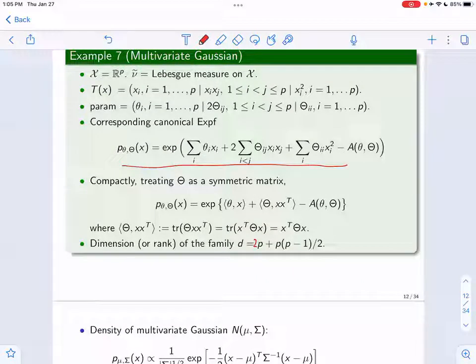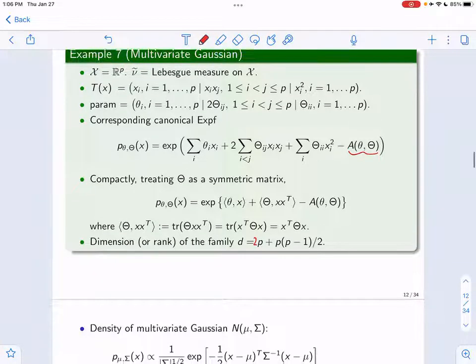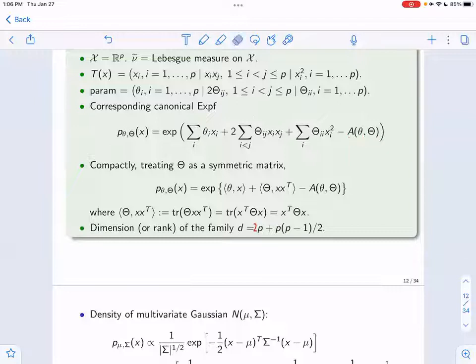It's just theta times t of x, where I'm calling the different elements by different names, but that's basically this part. If you multiply each one of the coordinates by the corresponding theta and then sum, you get this expression. And then there's this log partition function, which makes it normalized. You can compactly write this using some sort of shorthand notation.